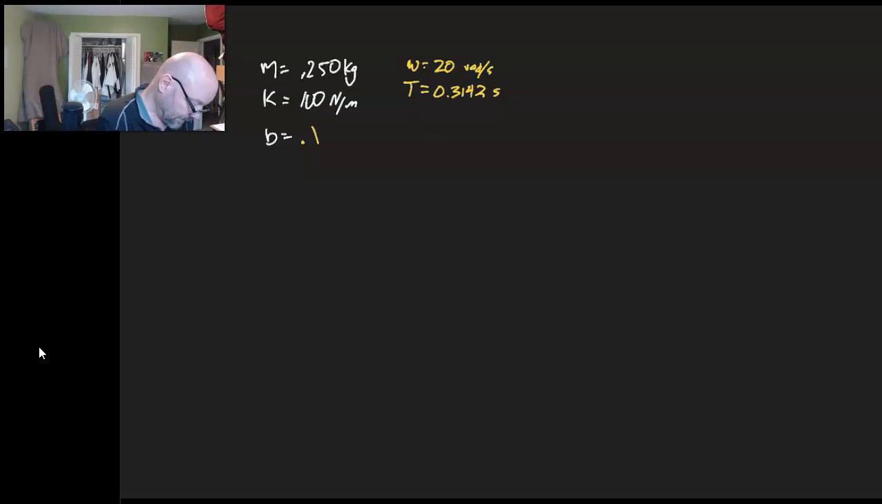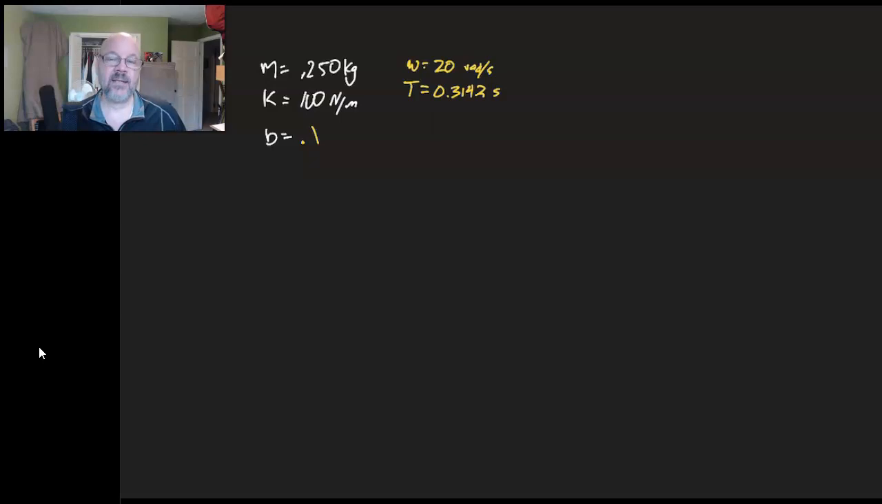So let's suppose I have an oscillation, and the mass of the oscillator is 0.25. The spring constant is 100. Those two things together imply that my value for omega is 20, and then my period is going to be 0.3142. Now let's let b equal 0.1, just like that.